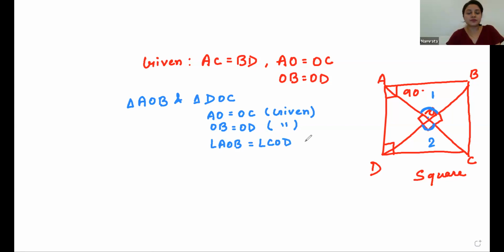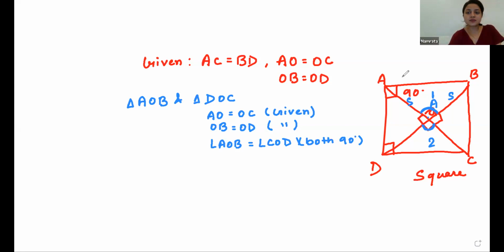Both are 90 degrees. Or we can also say both are vertically opposite angles. If 90 degrees is not given, then we will use the vertically opposite angle case. Now these two triangles are congruent with each other. Why? Because side, angle, side are the same, right?